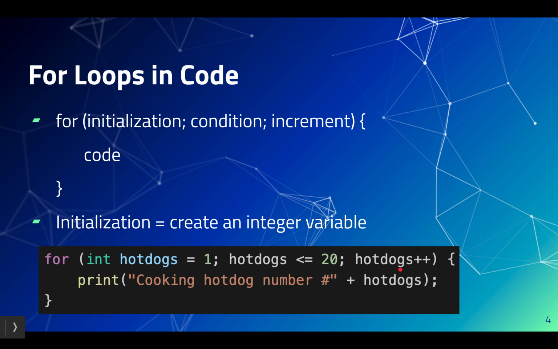You might not have seen this format before, but the plus plus just means plus equals 1. So it's like changing the hot dogs variable and increasing it by 1. And finally we have our curly braces, and inside here we just have a print statement saying print cooking hot dog number, and then we use our string concatenation hot dogs, which is just a variable. So in the first iteration of this for loop, the print statement will run cooking hot dog number 1, and then after that it'll be cooking hot dog number 2, and it'll go on until cooking hot dog number 20.